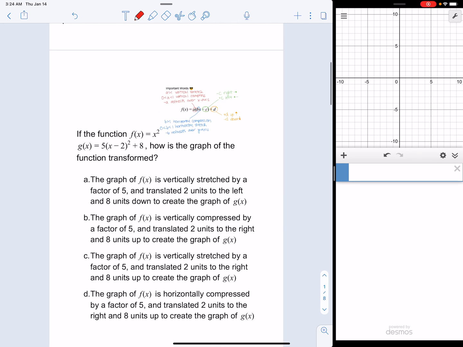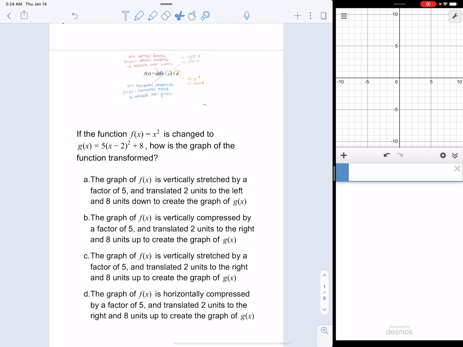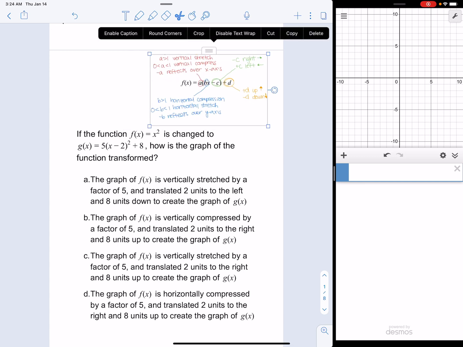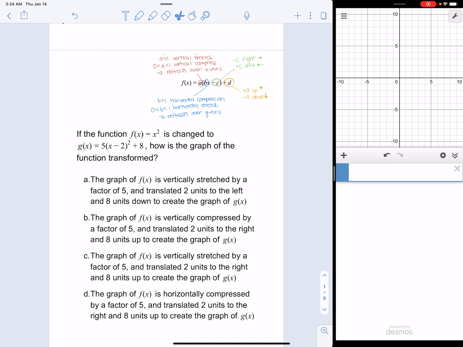So looking at our first question, we have our little help sheet. If the function f of x equals x squared is changed to g of x equals 5 parentheses x minus 2 plus 8, how is the graph of the function transformed? So we have this 5. Does that represent A, B, C, or D? It's in the front. Very good, it represents A. And is it a vertical stretch or vertical compress? It's a vertical stretch because 5 is bigger than 1.